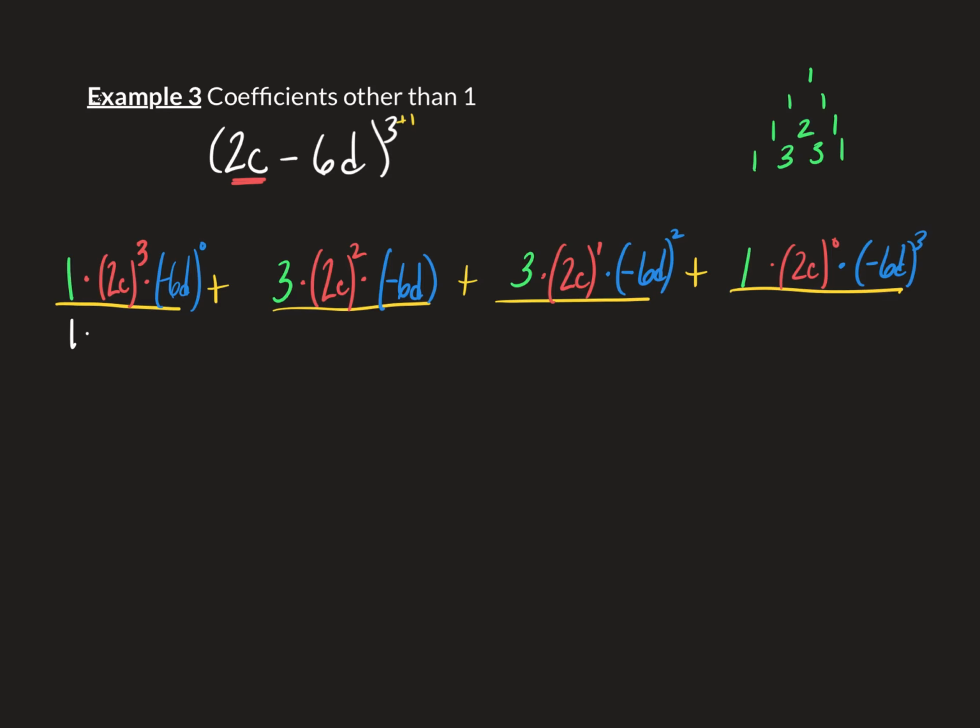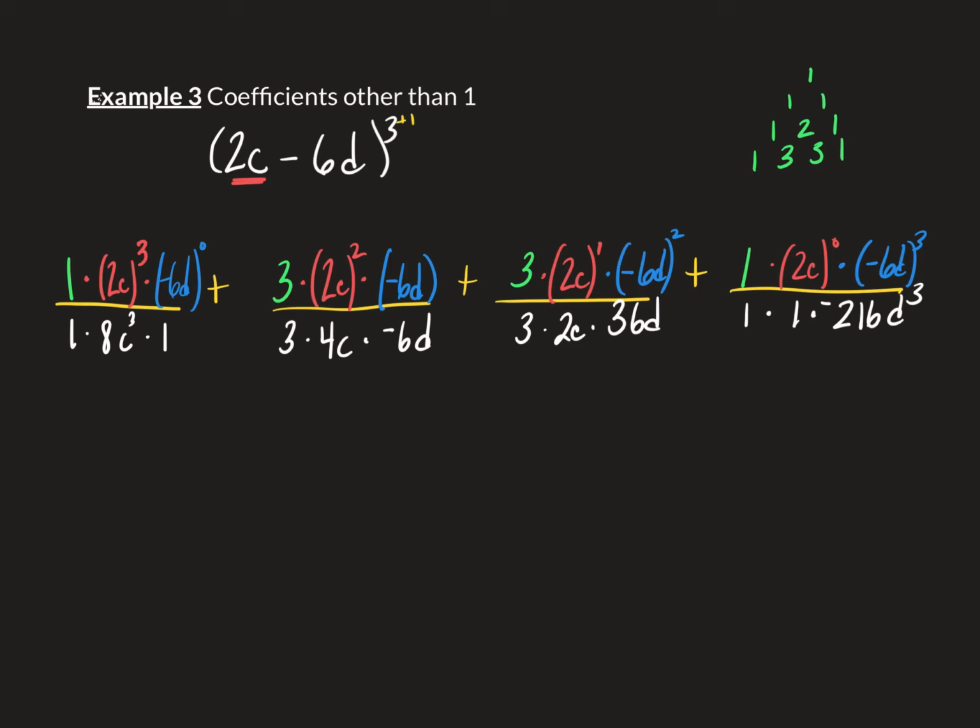1 stays there. 2c to the 3rd power is 8c cubed times 1. Anything to the 0 power is 1. Then 3 times 4c squared times negative 6d. And then 3 times 2c times positive 36d squared. Then 1 times 1 times negative 216d to the 3rd power. Now let's do the multiplication and get our expansion completed.